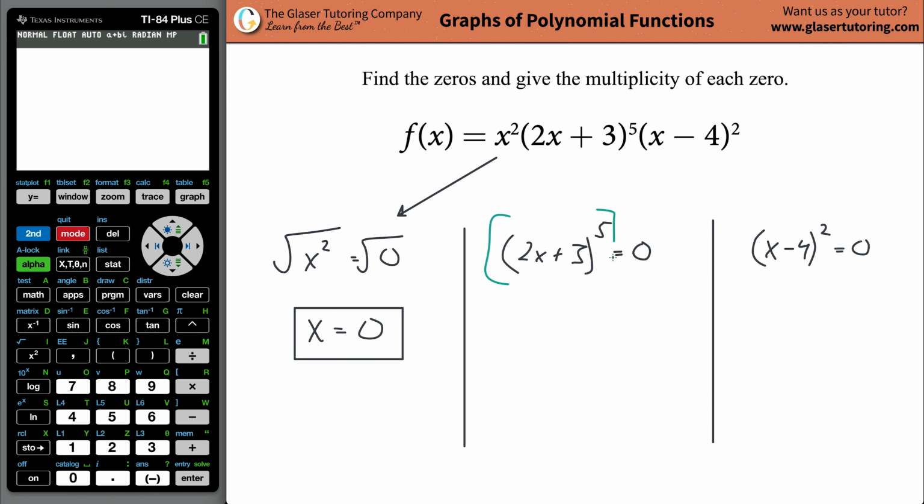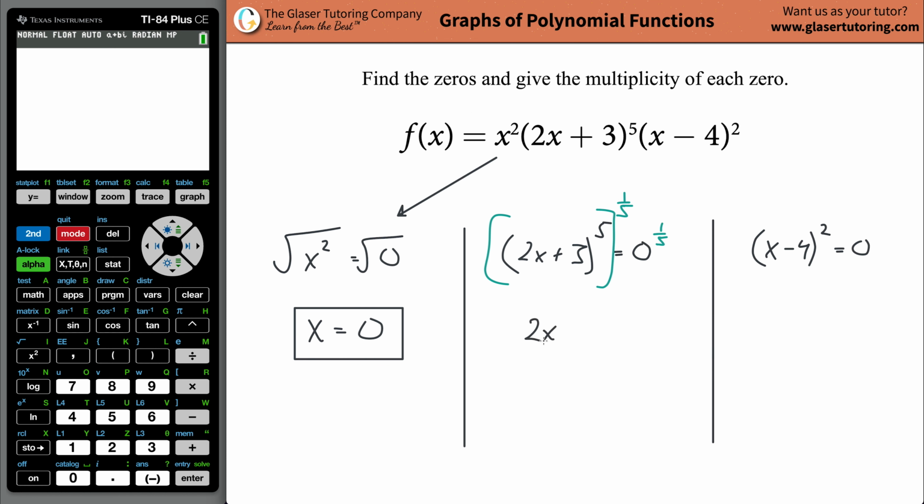Now, in this case, I have to get rid of the fifth power. So in order to do that, I raise that whole side to the 1/5 power. The reason this gets rid of it is because when you raise an exponent to an exponent, you multiply those exponents together, and 5 times 1/5 is just 1. You got rid of the 5. But remember, mathematically, whatever you do to the left-hand side, you also do to the right-hand side. So you have to raise the 0 to the 1/5 power.